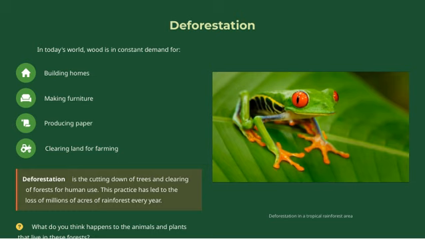If we look at a tropical rainforest area affected by deforestation, we see the stark reality of these changes. It's a reminder of how vital these forests are, not just for the animals and plants, but for all of us. Our actions have a direct impact on the environment and the delicate balance of life on Earth.